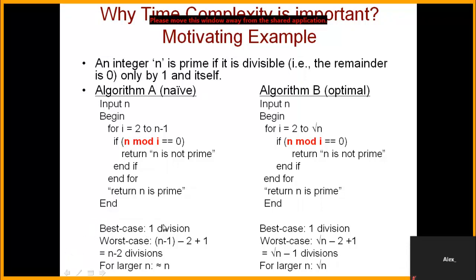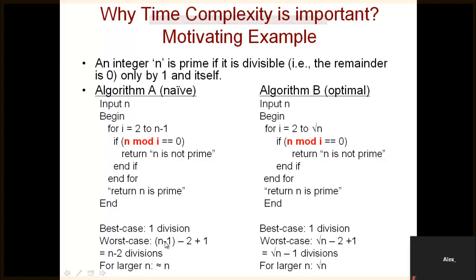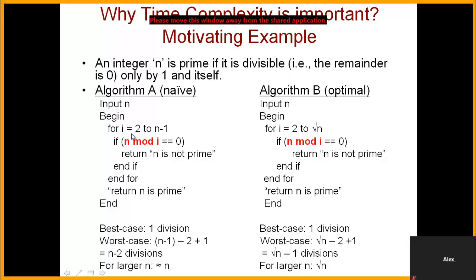The best case is doing one division, primarily for all even integers, and the worst case is if you're given a prime integer. Then you have to try all values of i from 2 to n minus 1 and then say that n is prime. So in the worst case, we'll be doing n minus 1 minus 2 plus 1 divisions. This is a mathematical way of finding how many integers are in the range from 2 to n minus 1. As a formula, this is the lower limit 2 and this is the upper limit n minus 1, so the formula is upper limit minus lower limit plus 1. That's the number of integers from 2 to n minus 1.